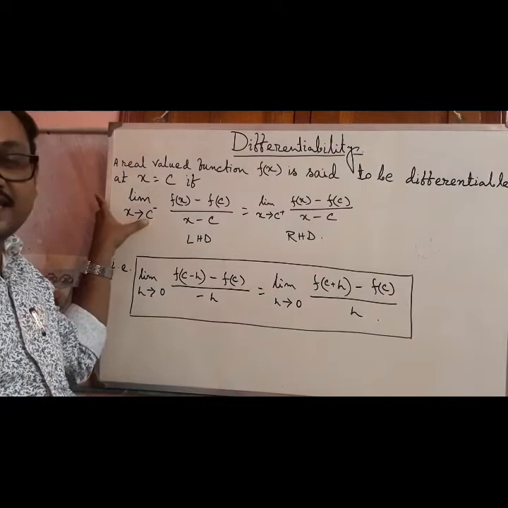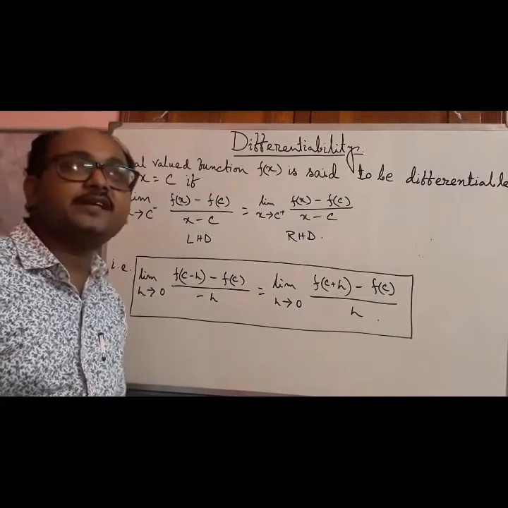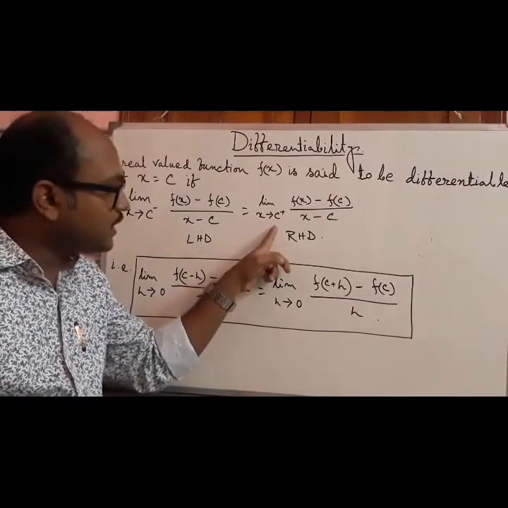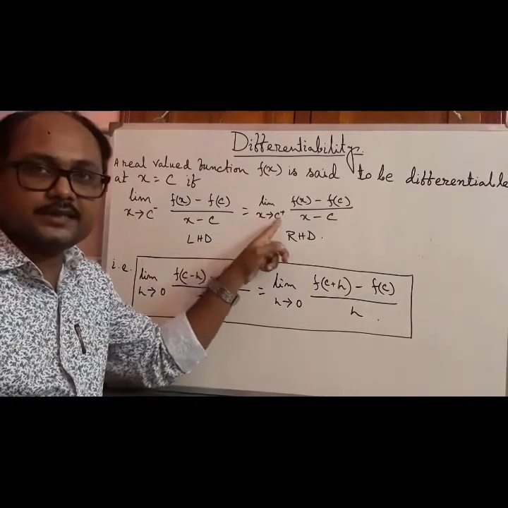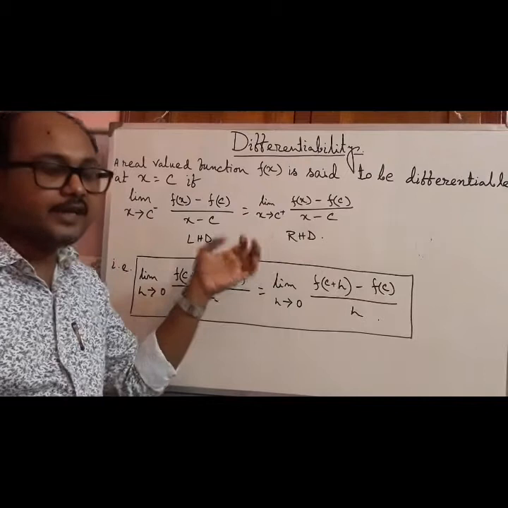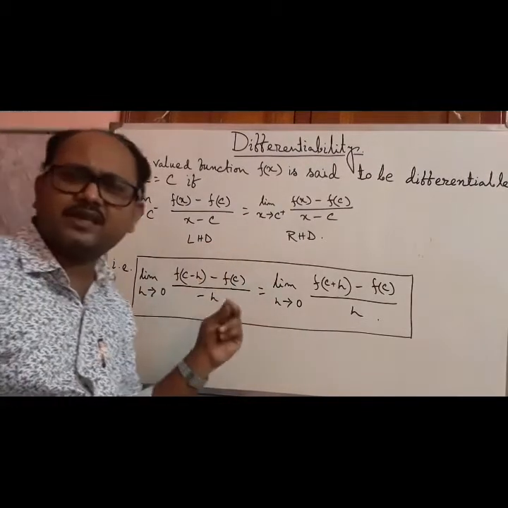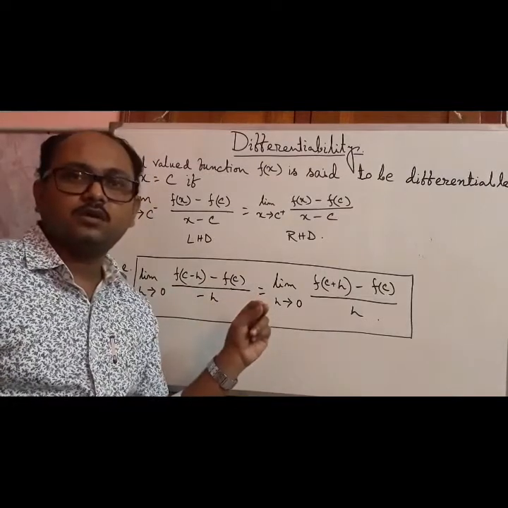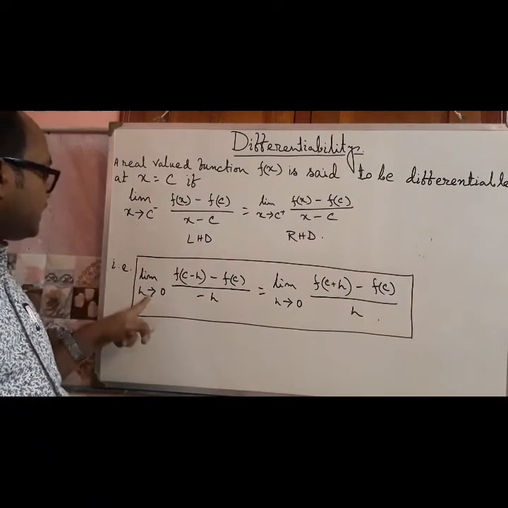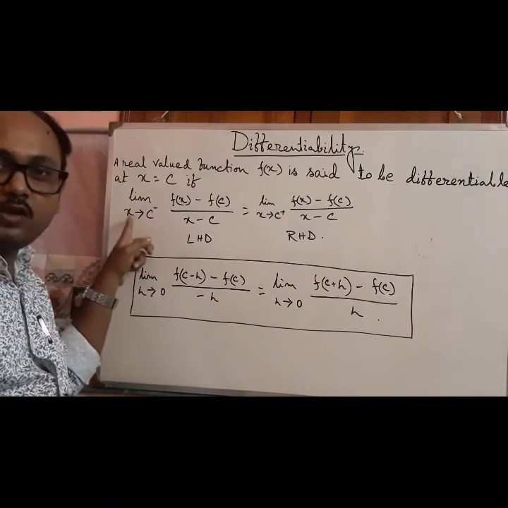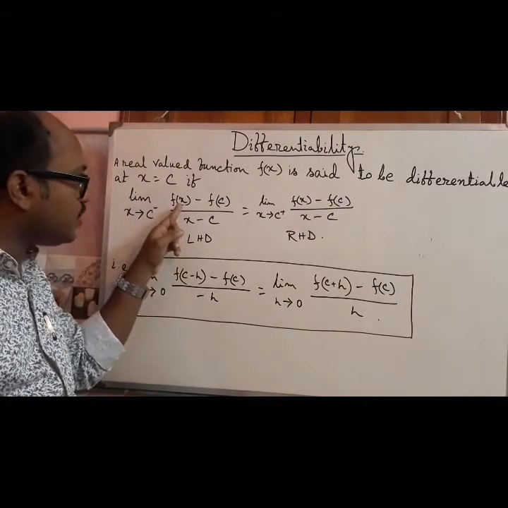And now you see, x tends to c minus, that is the value of x is smaller than c. How much smaller? Let it be h. And x tends to c plus means the value of x is greater than c. How much greater? Let it be h. That means h is a very small value. Let h tend to 0. So this x will be c minus h. Put c minus h instead of x here.